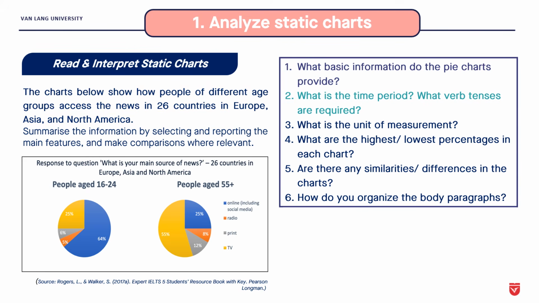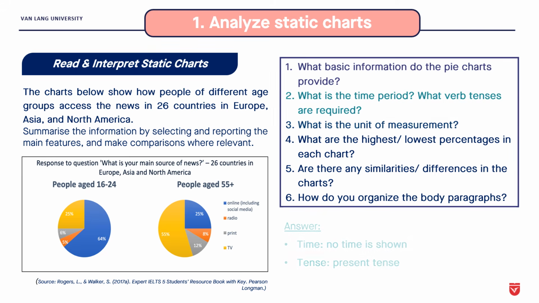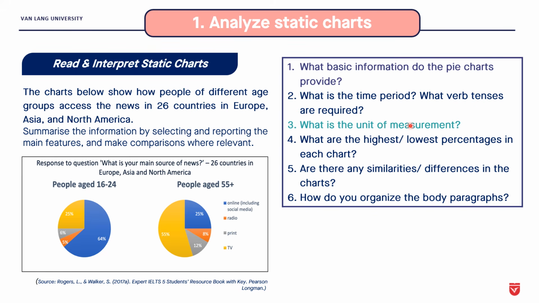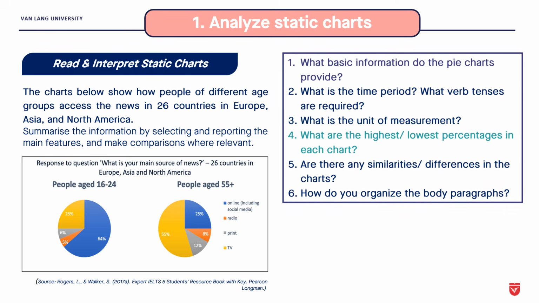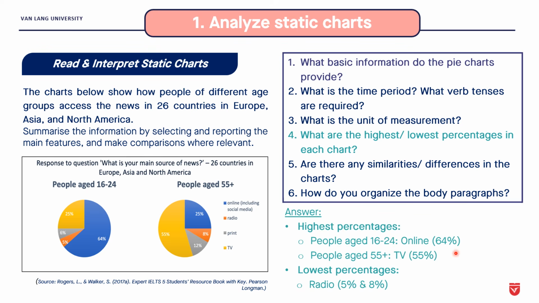As for question number 2, the time cannot be seen, therefore, we will use the present tense for the charts. In the pie charts, you can see many different percentages. Therefore, the unit of measurement is percentage. Let's discuss the highest and lowest percentages in the two pie charts. Regarding the highest percentages, that's online news for people aged from 16 to 24 at 64% and TV for people above 55 years old at 55%.